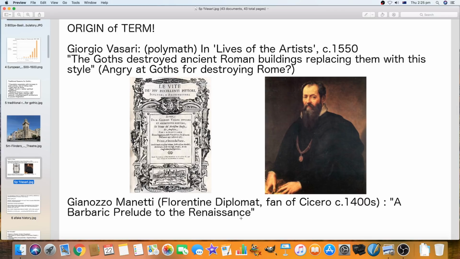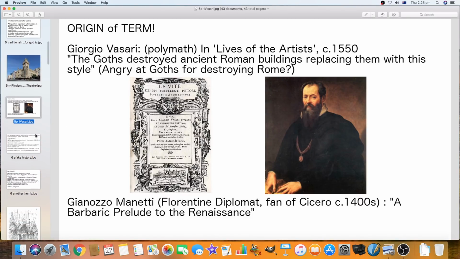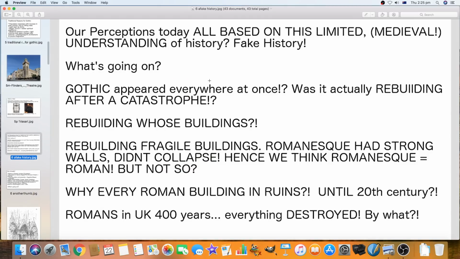And we have taken what these two have said and others have said, and we have accepted this as if it was real. But I'm going to say it's not real. This is fake history. Because our perceptions today are all based on the limited understanding of this history. So, Gothic actually appeared everywhere at once in the 1200s.